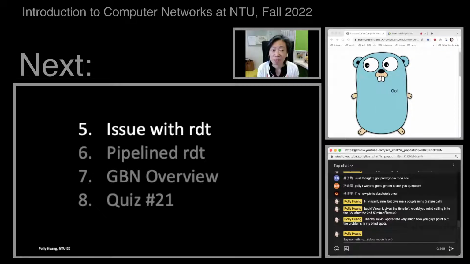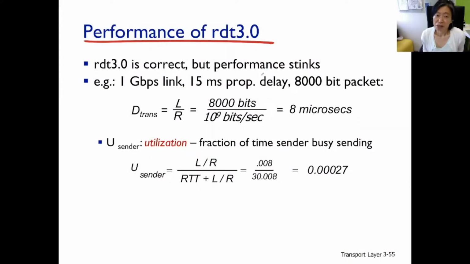RDT 3.0, it works, but it's not really perfect. Let's check out why. We spent quite a lot of time talking about it, and finally it seems to be working for the bit error case and the packet loss case. And it works indeed, but it does not work that well. Let me use this example here to explain.